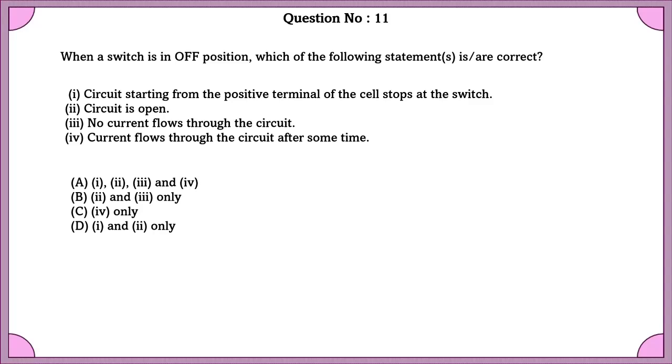Question number 11. When a switch is in off position, which of the following statements is or are correct? 1. Circuit starting from the positive terminal of the cell stops at the switch. This is false. 2. Circuit is open. Yes, this is true.